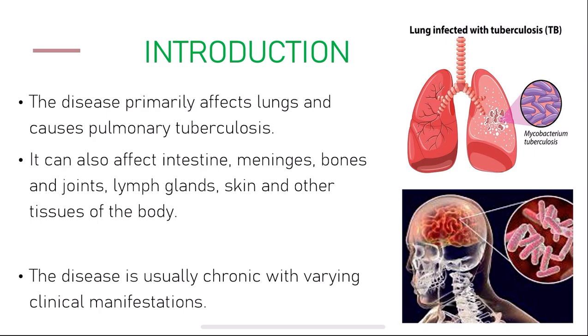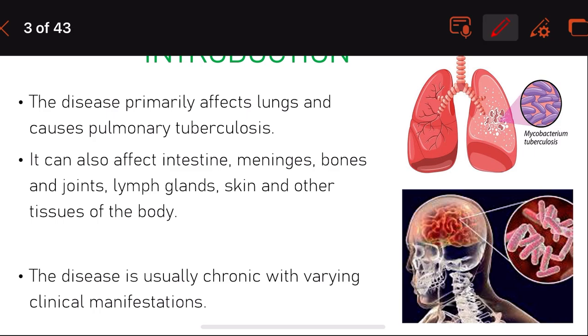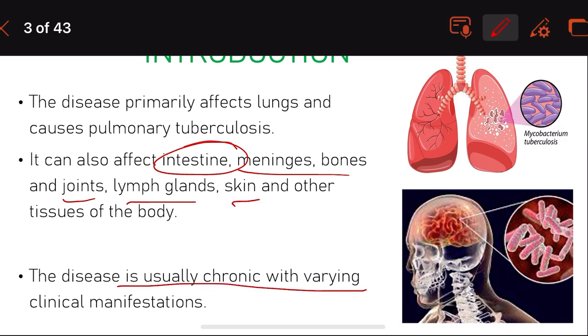You can see the picture of the meninges being infected. So the Mycobacterium tuberculosis has the capacity to infect even other organs of the body like the meninges in the brain, intestine, bones, joints, lymph glands, skin. The disease is usually chronic with varying clinical manifestations. So the clinical manifestations will be dealt with in the upcoming slides.